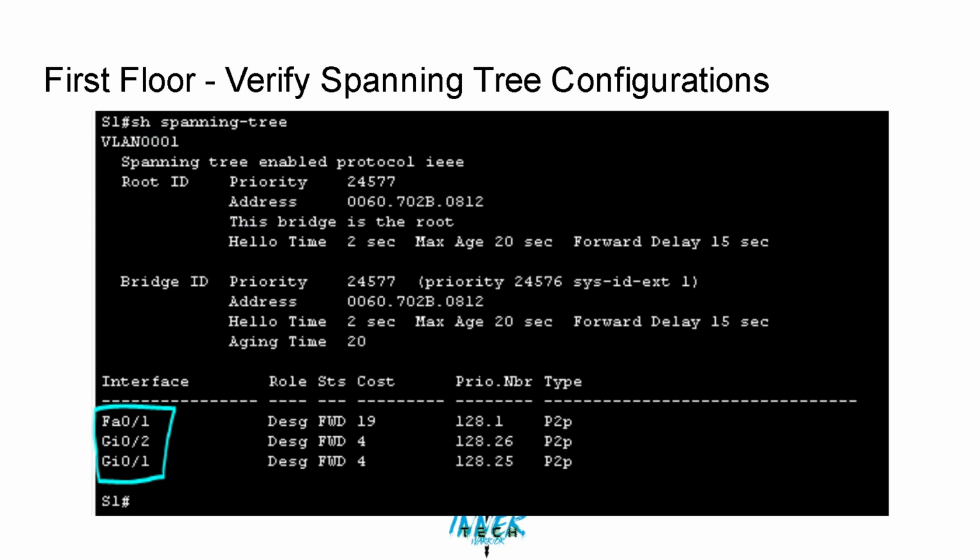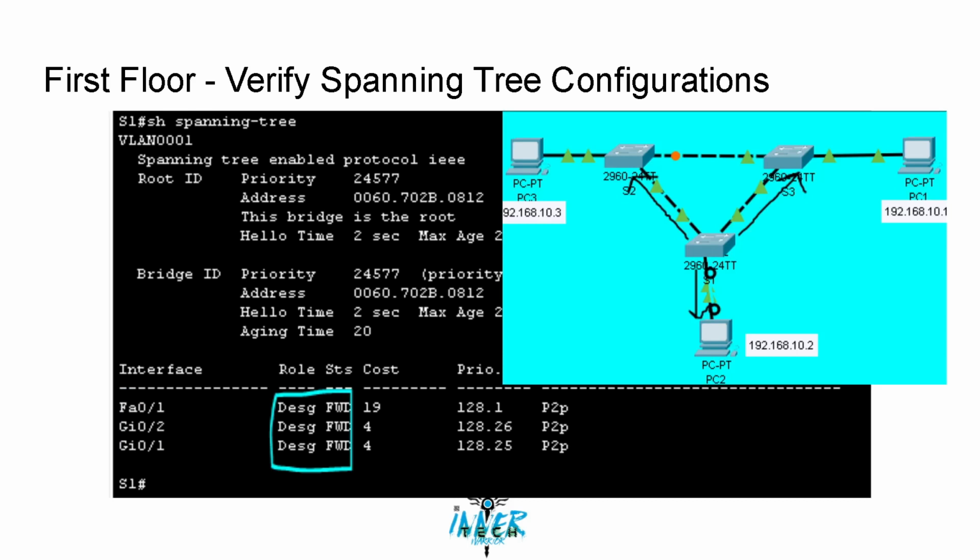Also, notice that the active interfaces on this switch are participating in spanning tree. They're all in the forwarding and designated state, which means they are actively transmitting traffic to and from this network segment to other parts of the network, away from the bridge, which is the switch.